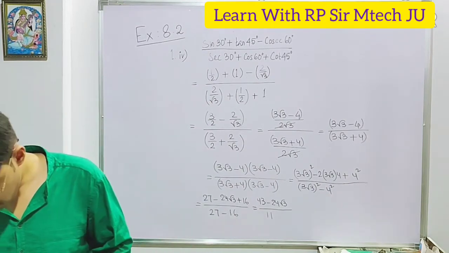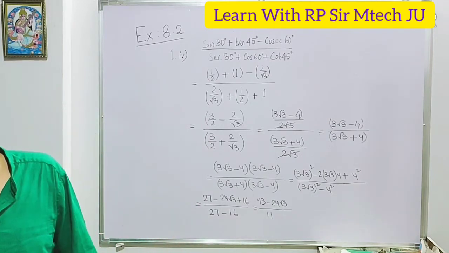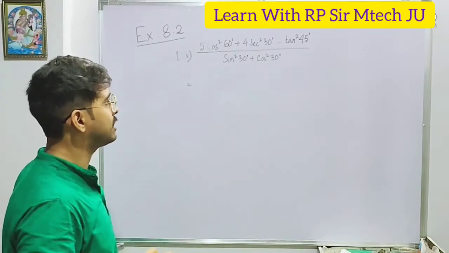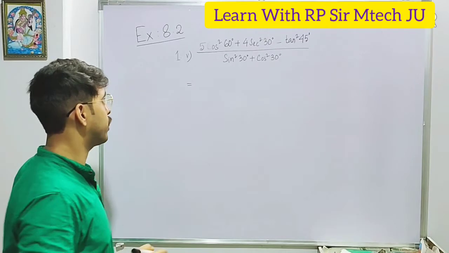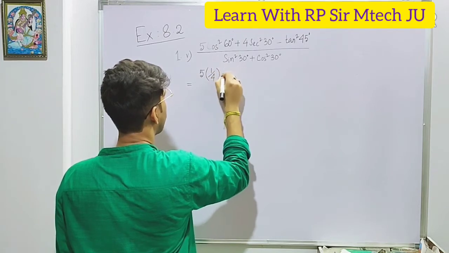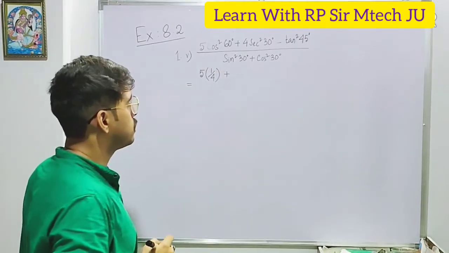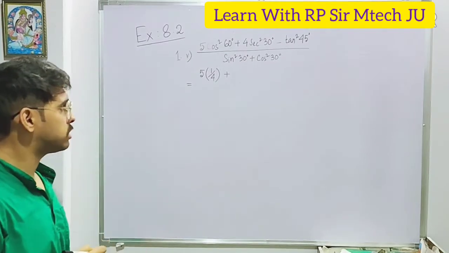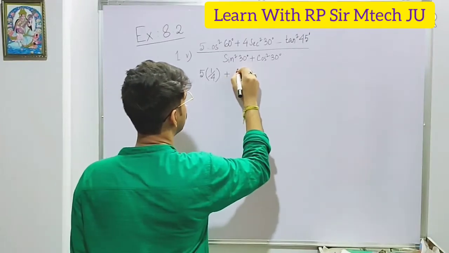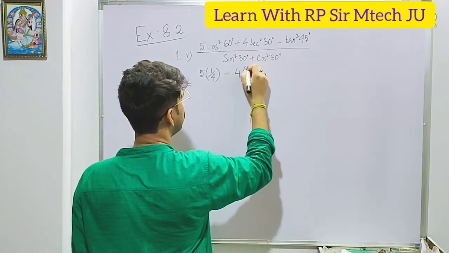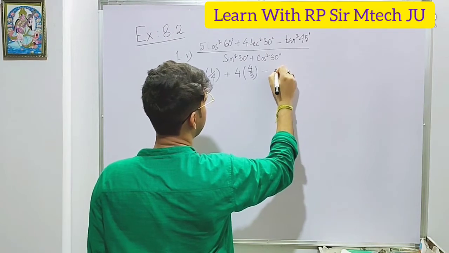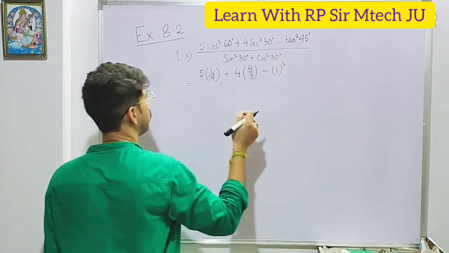5 cos square 60 plus 4 sec square 30 minus tan square 45. Okay. So again we are going to find the values. So cos 60 is half. So cos square 60 will be 1 by 4. So 5 into 1 by 4, plus sec 30. Sec 30 is 1 by cos 30. So that will be 2 by root 3 and square of that. So 4 into 2 by root 3 square, that will be 16 by 3, minus tan square 45, that is tan 45 whole square, that is 1 square, which is 1 only.